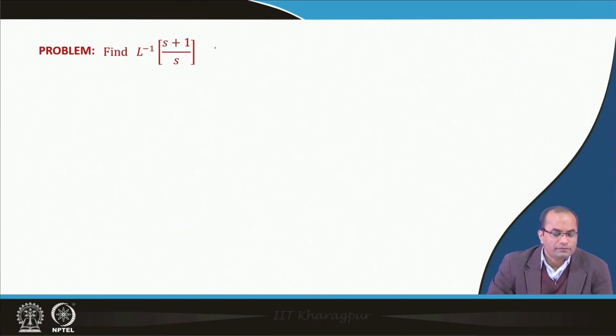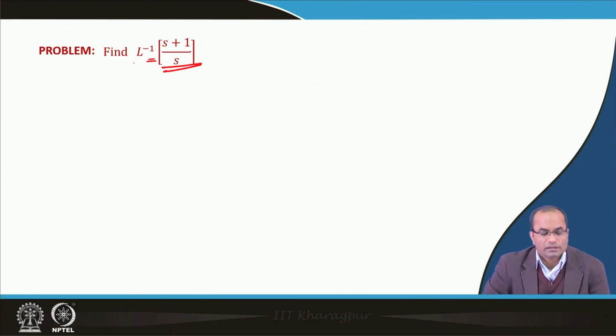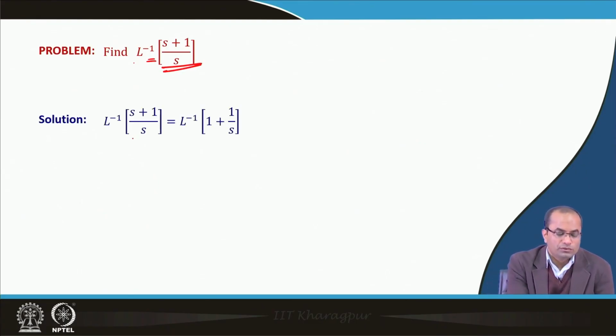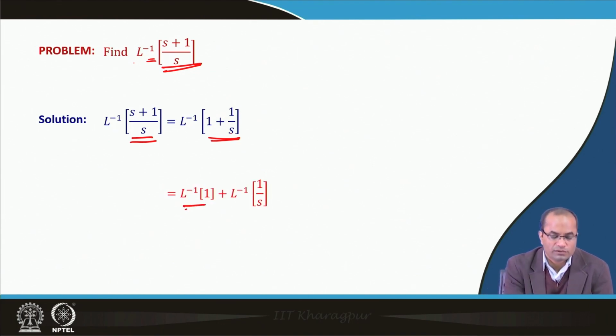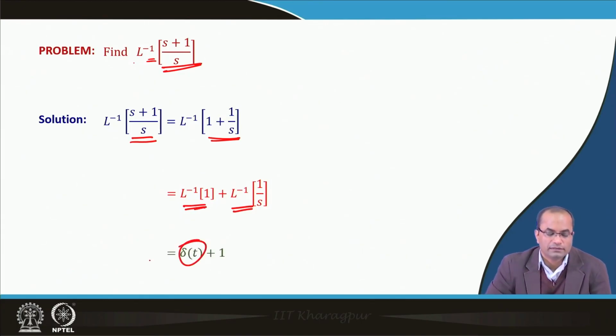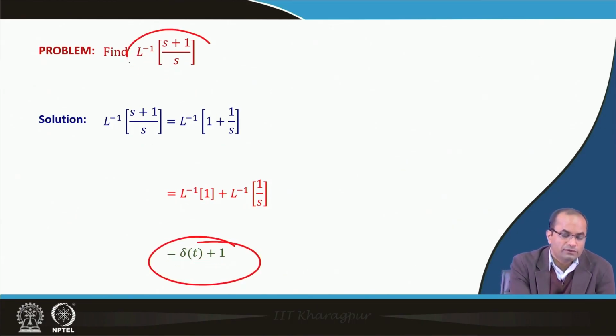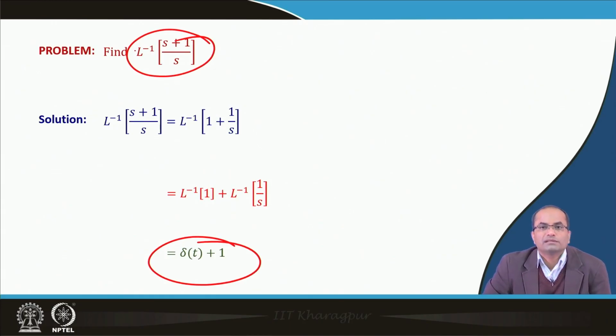Okay, just a problem here where we will find the Laplace inverse of s plus 1 divided by s. So, this s plus 1 divided by s can be written as 1 plus 1 over s, and then we can apply the Laplace inverse. So, we have Laplace inverse of 1 and then the Laplace inverse of 1 over s. The Laplace inverse of 1 is the Dirac delta function, delta t minus 0 or delta t, and the Laplace inverse of 1 over s is 1. So, we have 1 plus delta t as the value of this L inverse of s plus 1 divided by s.